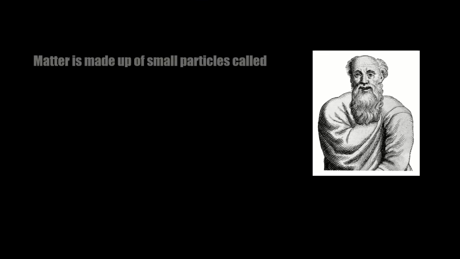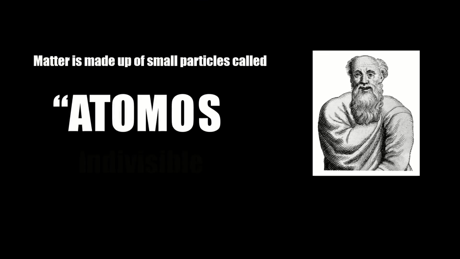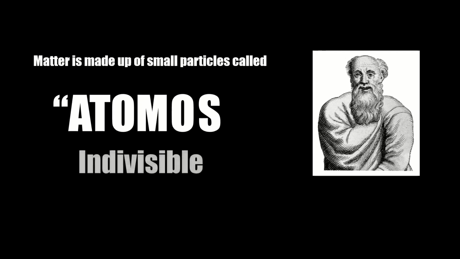What made them discover the electron? Democritus and some other Greek philosophers were the first to say matter was made up of small particles called atomos, which means indivisible. Later, that name changed to atom. They thought that this atom was indivisible.